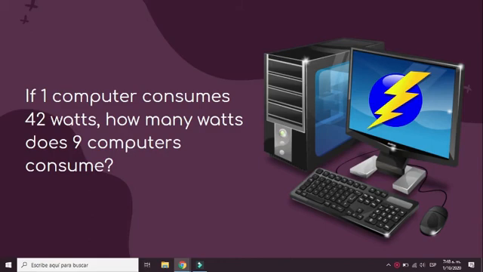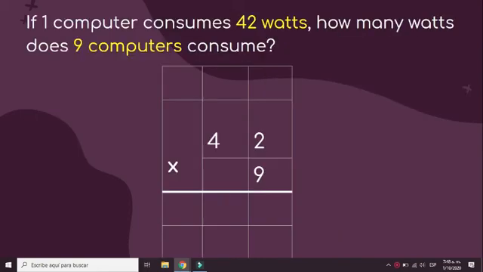If a computer consumes 42 watts, how many watts does 9 computers consume? We'll go straight up to the operation. So 42 times 9 will give us the answer. We need to start multiplying on our right, so 9 times 2. 9 times 2 equals 18. As we have 2 digits, we keep the first on the ones, which is 8. And the remaining 10 is moved on or passed on to the second column.